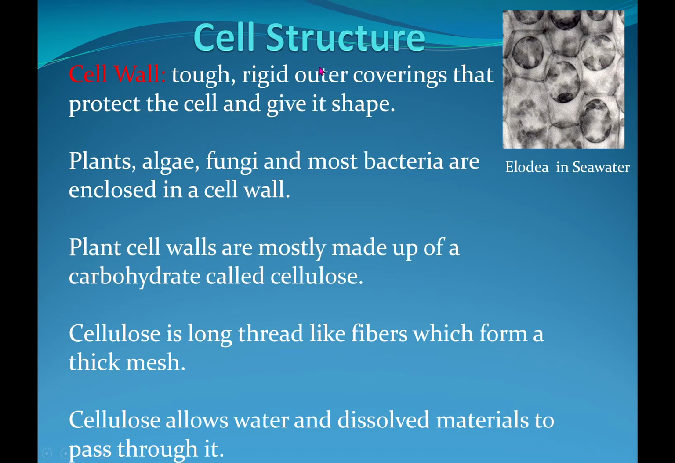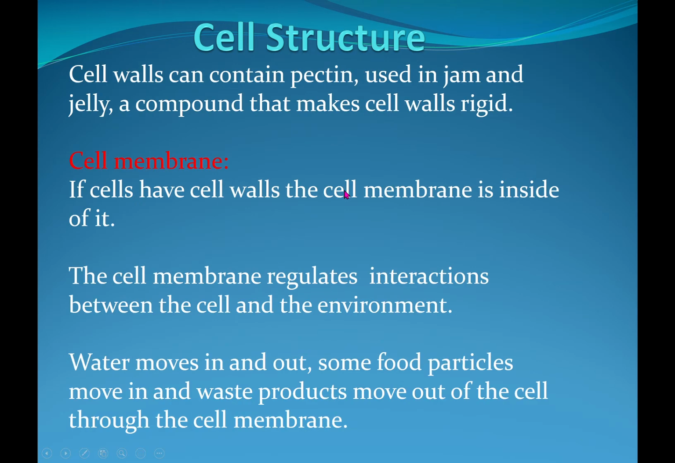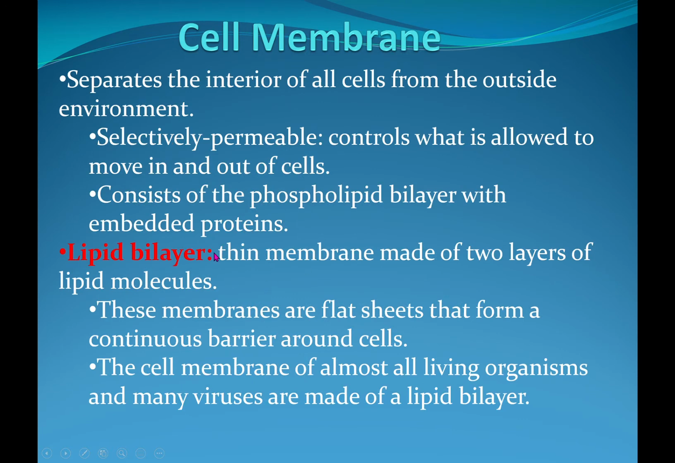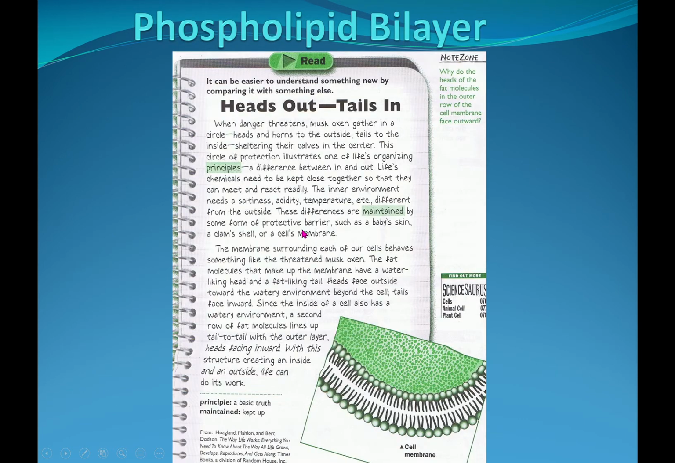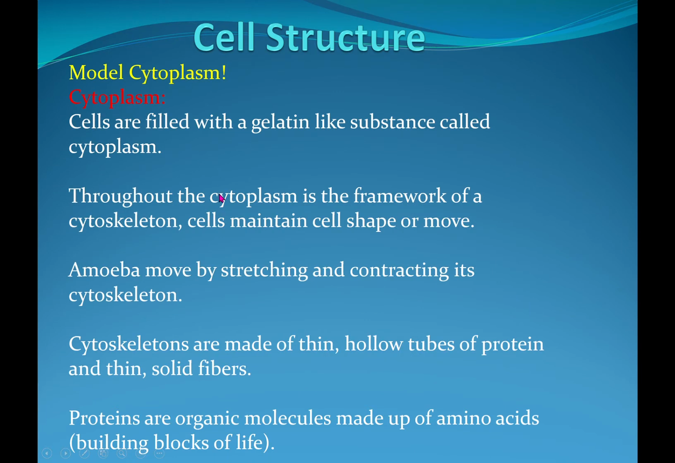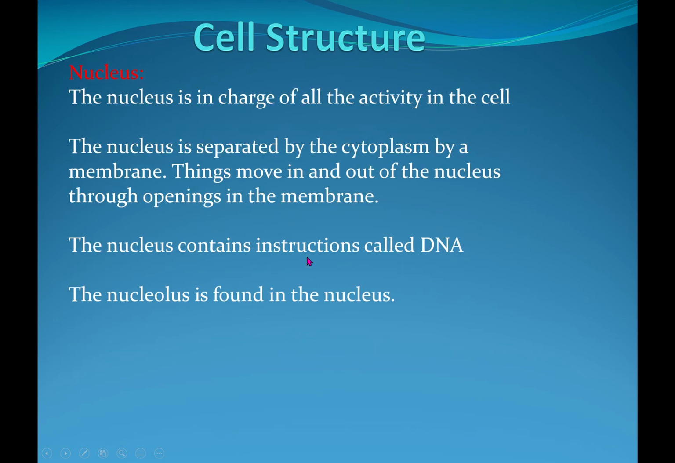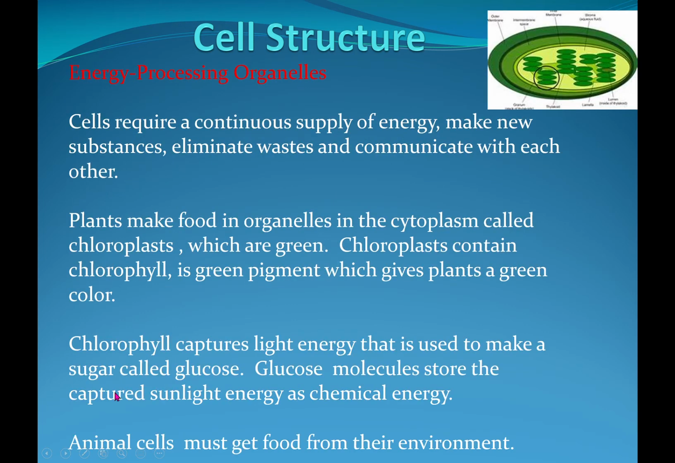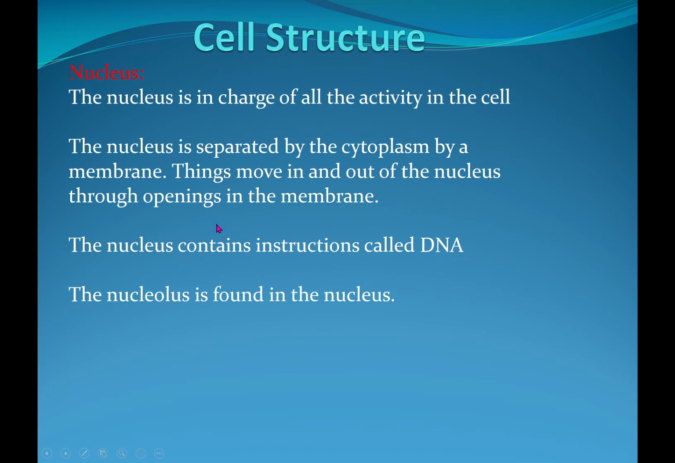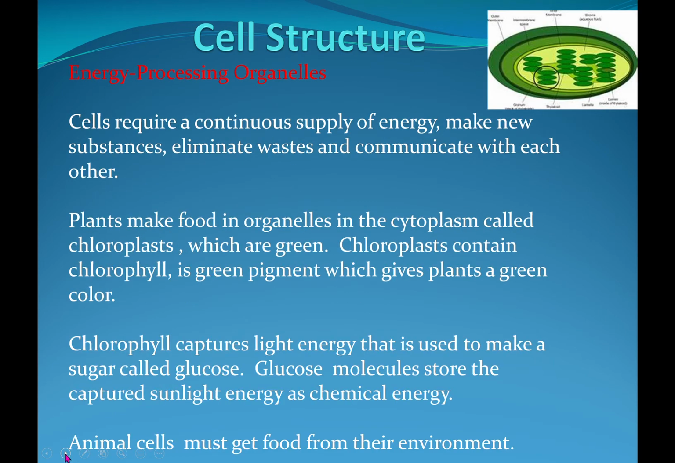Cell wall, we talked about, is tough and rigid, giving shape to the cell. Cell membrane allows things to move in and out of the cell, so does the cell wall. The phospholipid bilayer we'll talk about in cell transport. Cytoplasm is like a jelly filling the inside that allows things to be suspended inside the cell. Okay, the nucleus is the brains of the operation, right? We just skipped right over that. Nucleus is the brains of the operation. It tells the cell what to do.